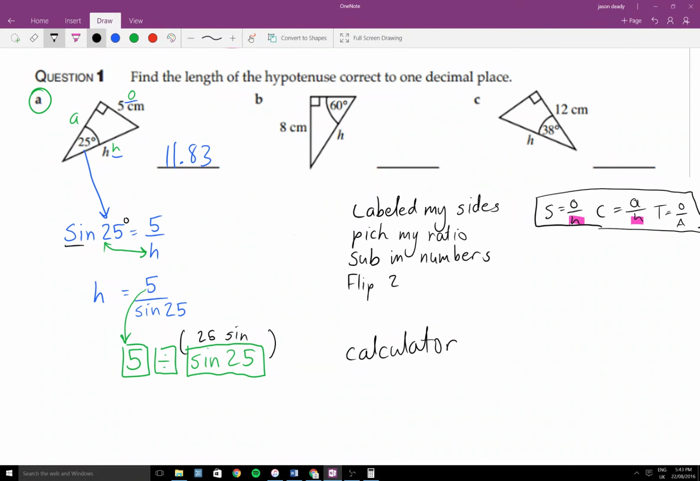You label the sides, opposite, hypotenuse, and adjacent. You pick the ratio and sub into it. So I wrote sine 25 because I picked the sine ratio. I picked 25 because that was my angle. Then I did 5 the opposite over the hypotenuse because we know sine is opposite over hypotenuse. Then I flipped those two, so I moved the h to where the sine 25 was and the sine 25 to where the h was. Then I did my divide by on my calculator, and then I got my answer.